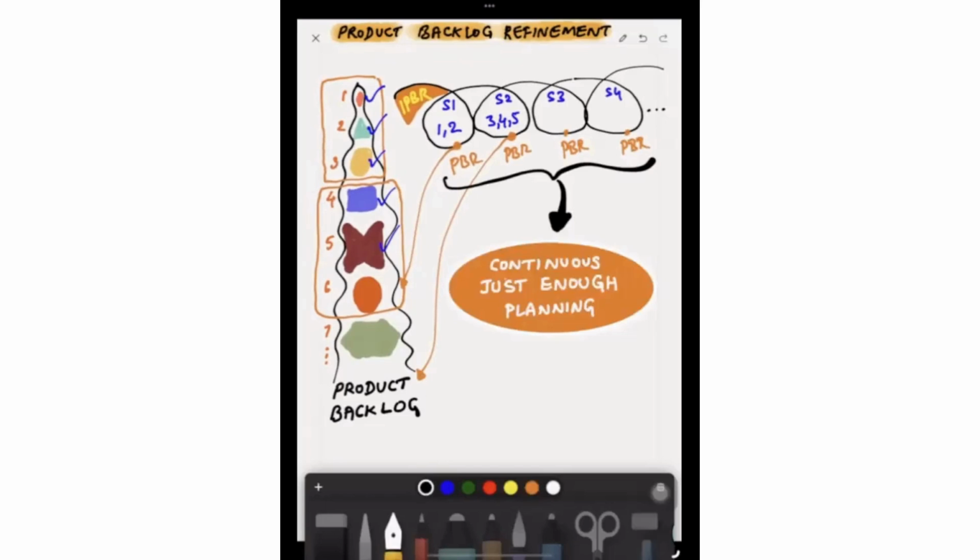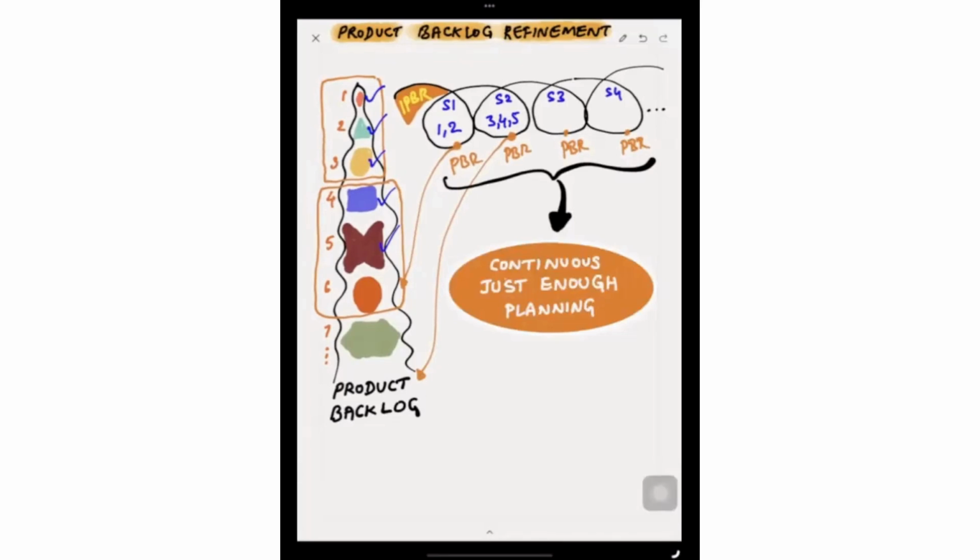What does it mean? Continuous means ongoing. Just enough means to get the items ready for the next sprint. For example, when they're doing the initial product backlog refinement before starting the sprint 1, their goal is to keep some items ready for starting the sprint 1. Inside the sprint 1, when they do the backlog refinement, the goal is to keep some items ready for sprint 2. Sprint 2 backlog refinement is to keep items ready for sprint 3. Similarly, sprint 3 backlog refinement is to keep items ready for sprint 4. So it's continuous. Just enough means just to keep items ready for the upcoming 1 or 2 sprints.